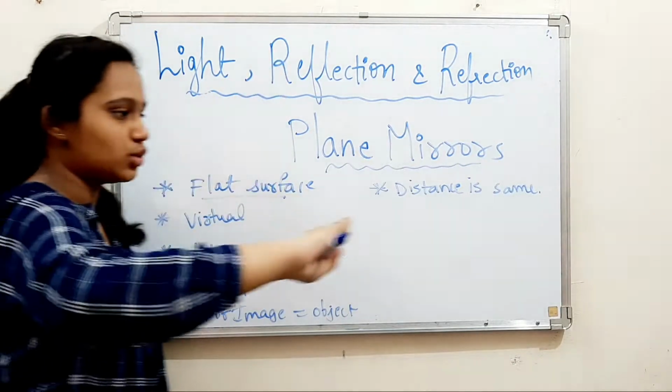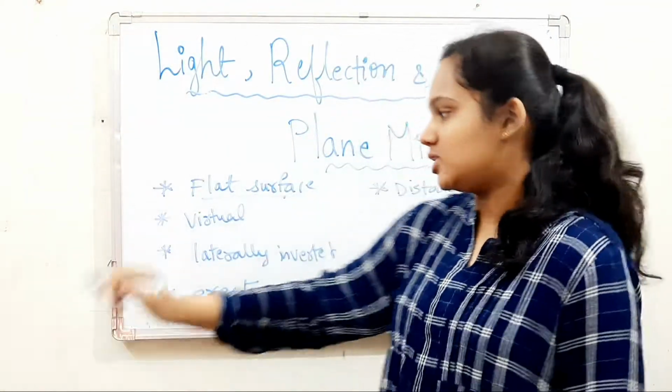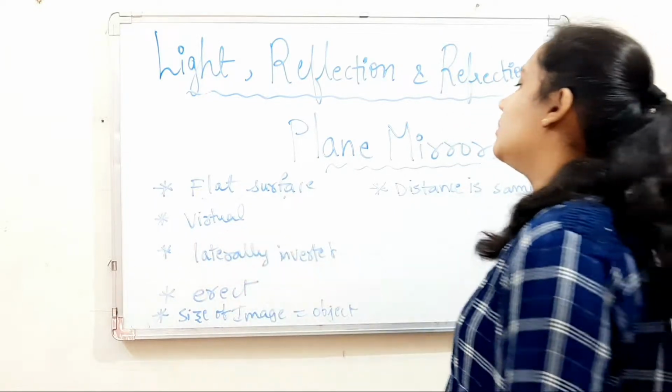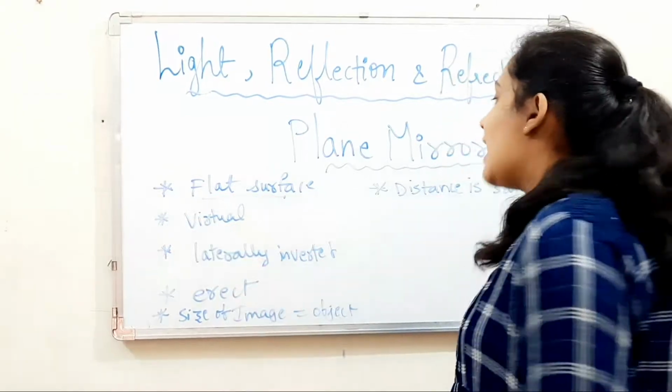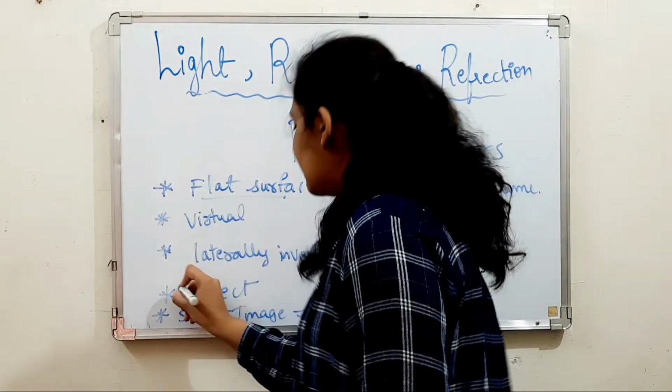एक फ्लैट सरफेस होती है. प्लेन मिरर हैज अ काइंड ऑफ फ्लैट सरफेस. Second is the image formed will be virtual. So plane mirror forms a virtual image, and the next property is that it is laterally inverted.